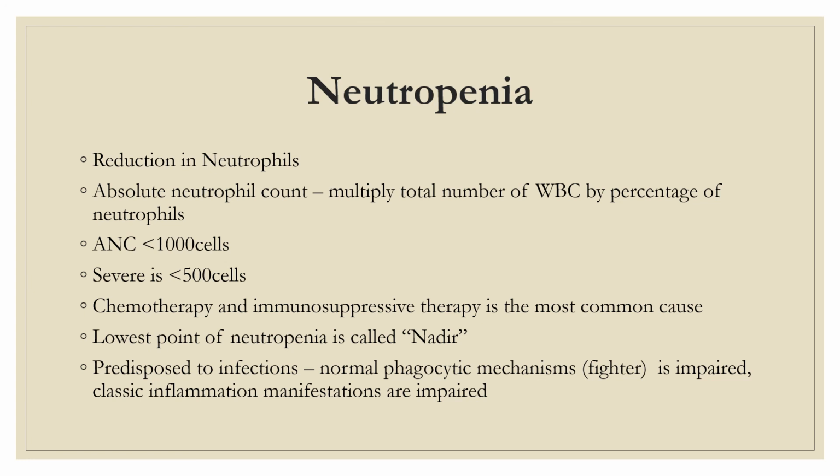Chemotherapy and any immunosuppressive therapy is the most common cause. The lowest point of neutropenia is called the nadir. These patients are really predisposed to infections. Their normal fighter response, which is the phagocytic mechanism in the cells, is impaired, and it's not going to fight off infections within the patient's body. So their classic inflammation manifestations are really impaired.